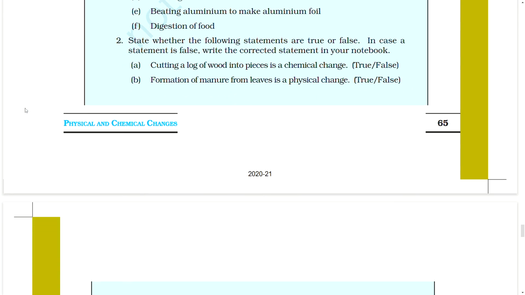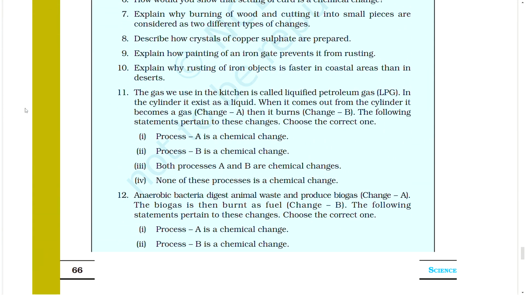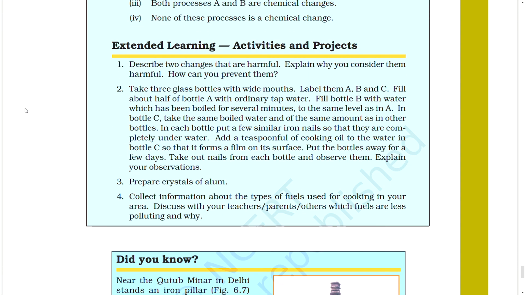Exercises: do this and comment on this. Extended learning activities and project. Do this and comment on this.